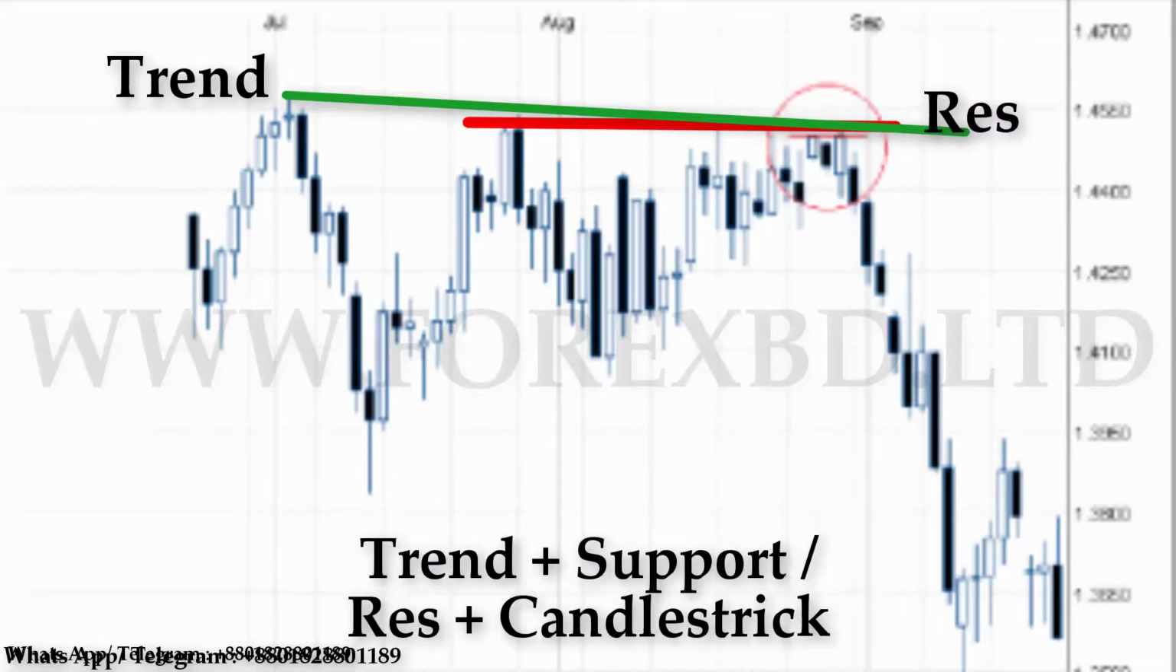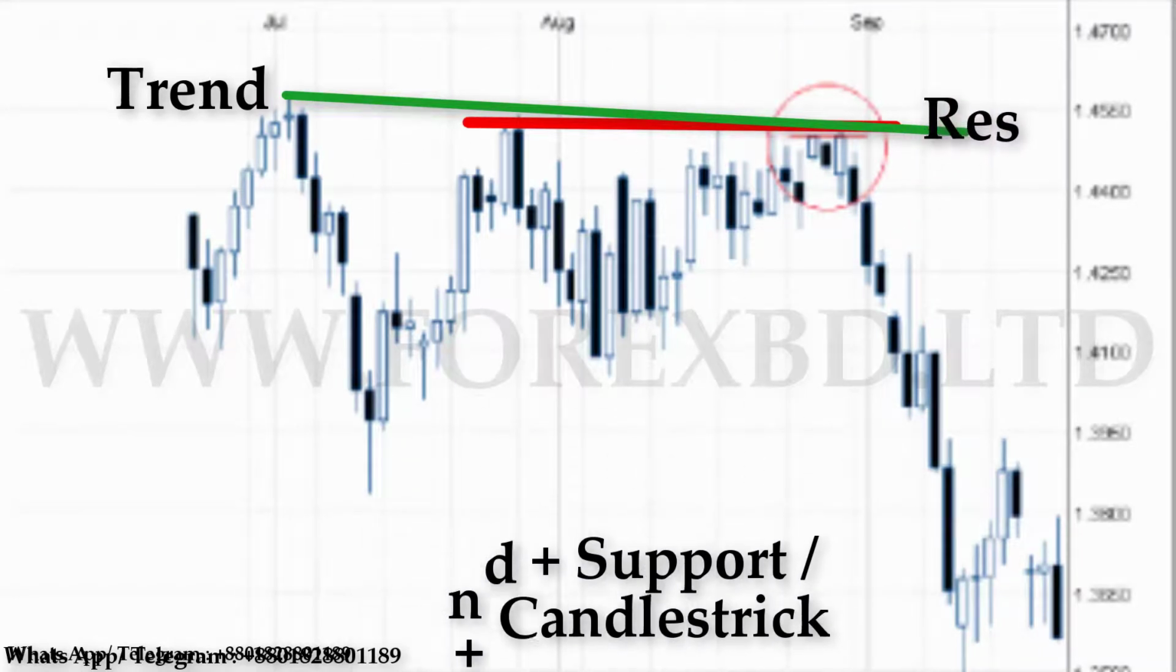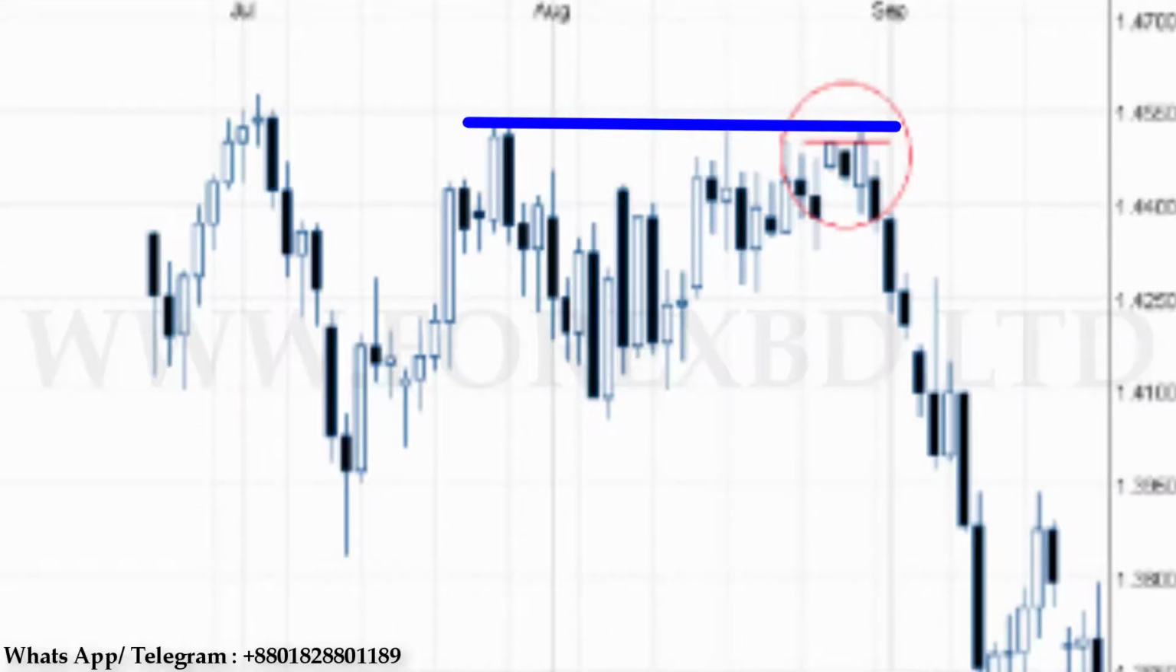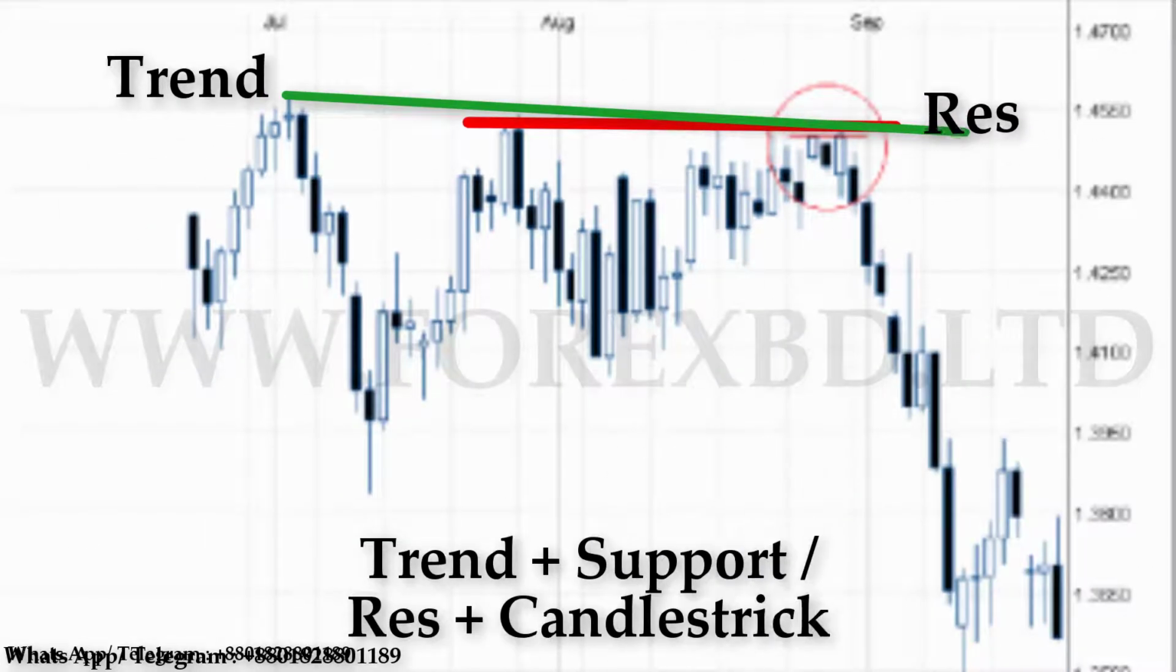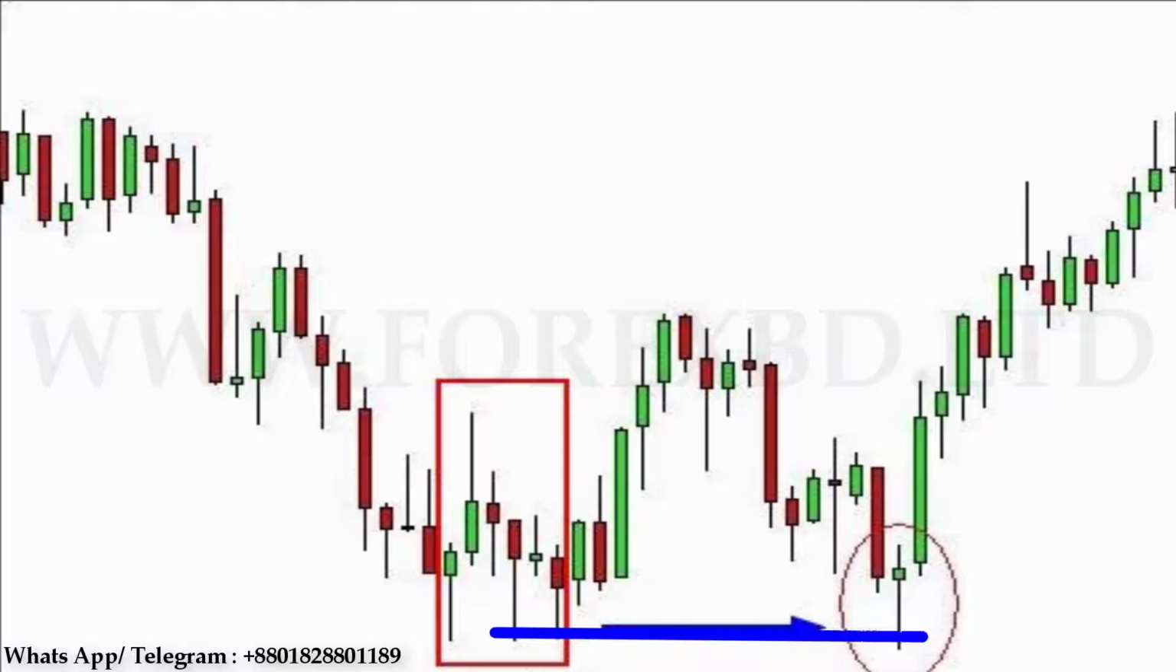Now you can see on the screen that the market made a candle that is in resistance. So you can trade such a placement. Now you can see the market made a shape in a support. So in this placement and such a placement, you can trade easily and you can profit.